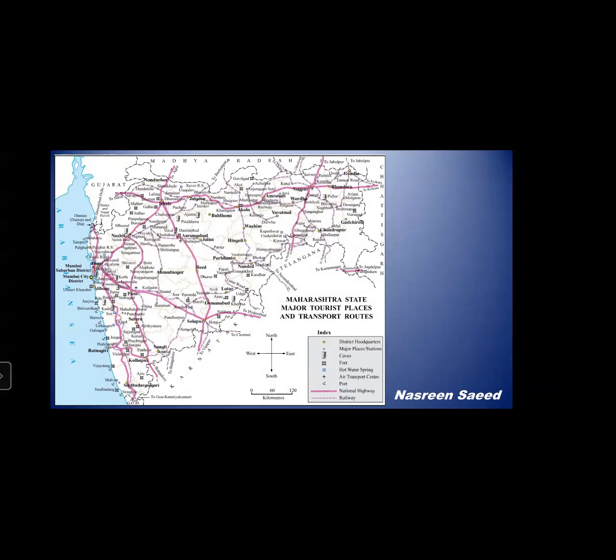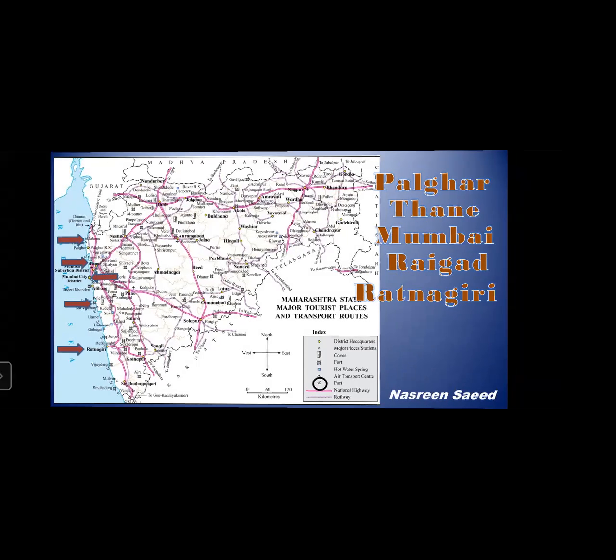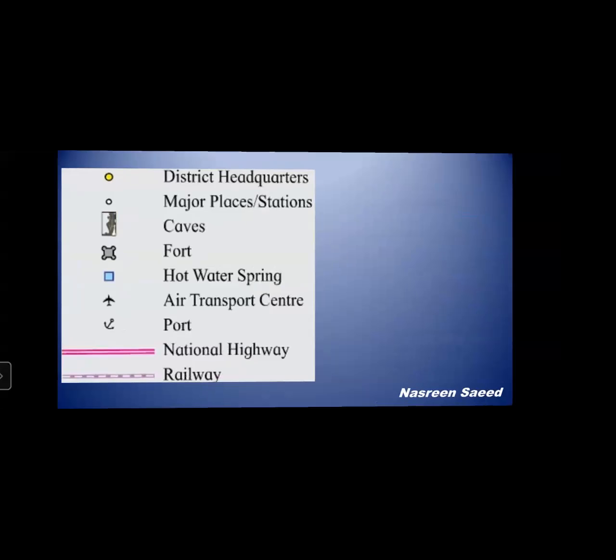Next question is, find the districts which have ports and circle their names. So this symbol shows a port. Which district has that? Palghar has. All the districts which are on the coastal line have ports. So we have Palghar, Thane, Mumbai city, then Raigad, Ratnagiri. These all have ports because they are situated on the coastal side.